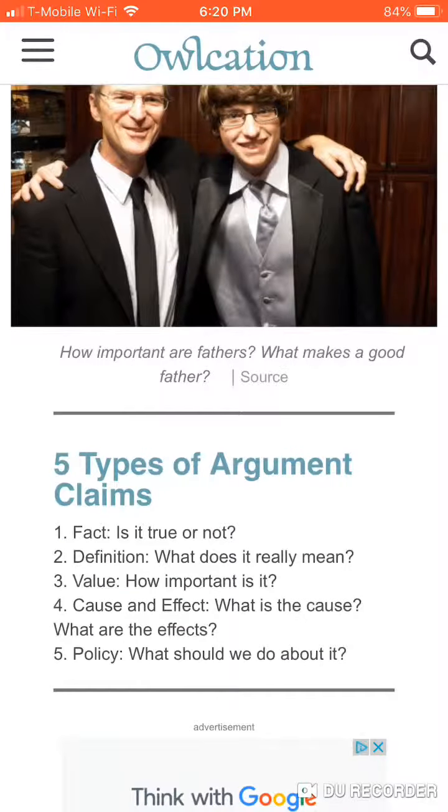Five types of argumentative claims. 1. Fact: is it true or not? 2. Definition: what does it really mean? 3. Evaluation: how important is it? 4. Cause and effect: what is the cause, what are the effects? And 5. Policy: what should we do about it?